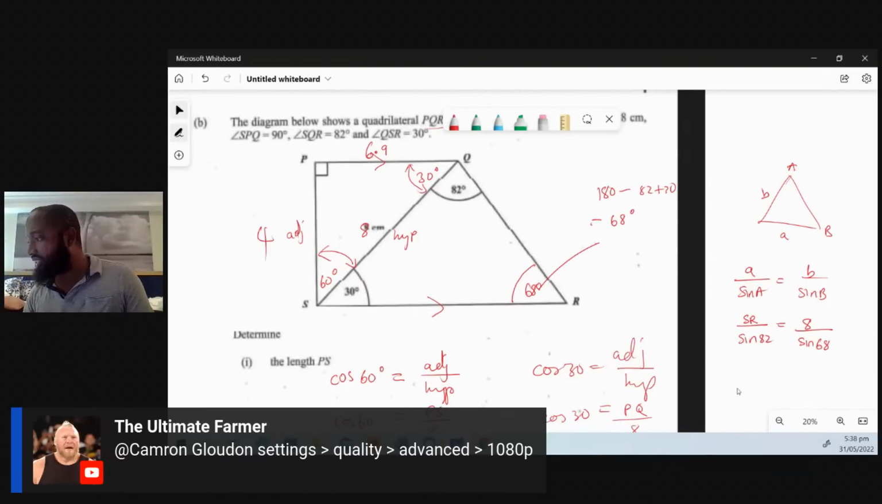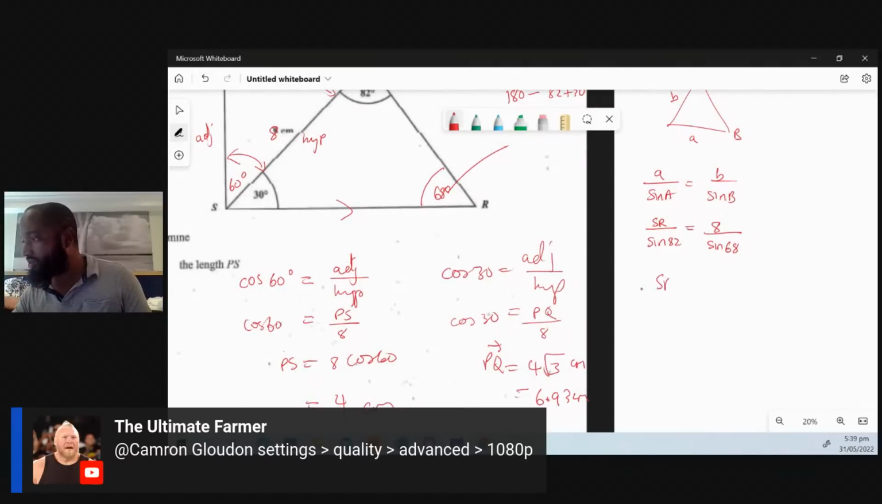So SR is equal to 8 over sine 68 multiplied by sine 82. How many of you all understood that? So 8 over the sine of 68 multiplied by the sine of 82. So you get 8.54, approximately 8.54.